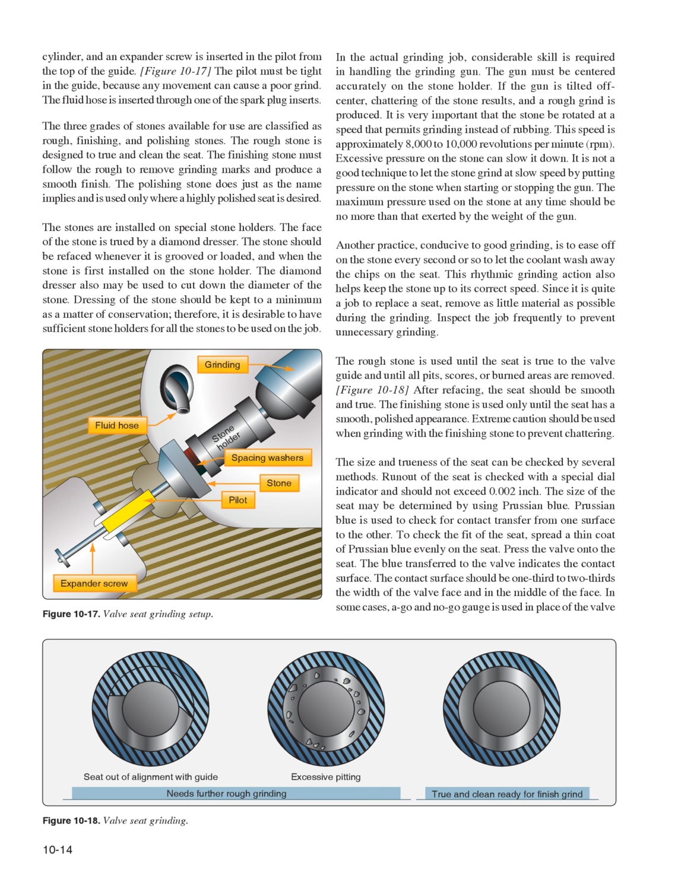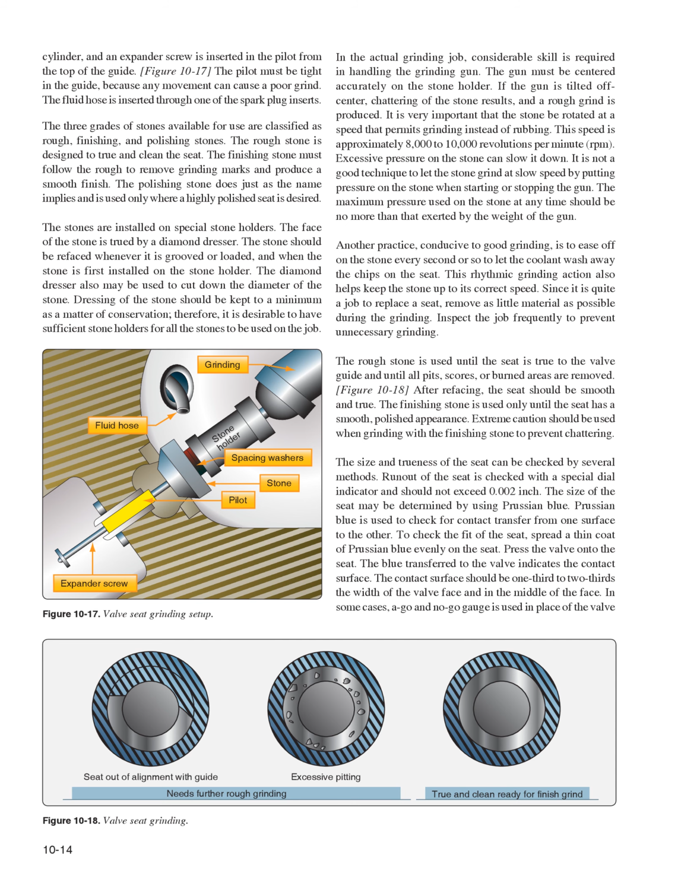Since it is quite a job to replace a seat, remove as little material as possible during the grinding. Inspect the job frequently to prevent unnecessary grinding. The rough stone is used until the seat is true to the valve guide and until all pits, sores, or burned areas are removed. Figure 10.18, after refacing, the seat should be smooth and true. The finishing stone is used only until the seat has a smooth, polished appearance. Extreme caution should be used when grinding with the finishing stone to prevent chattering.